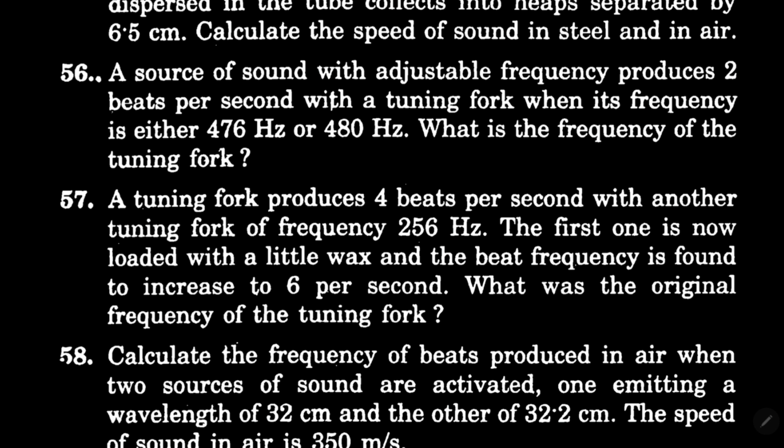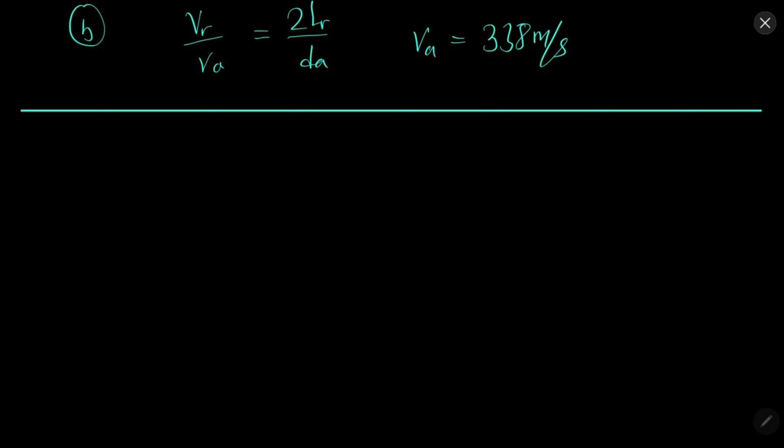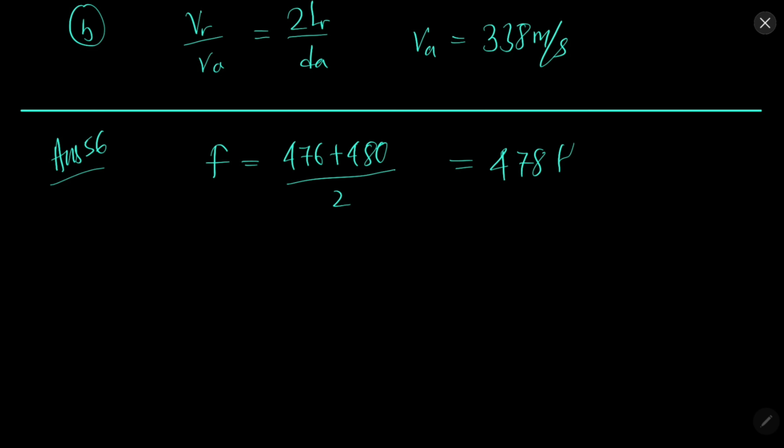In question 56, a source of sound is given. What is the frequency of tuning fork? Solution 56. As tuning fork produces 2 beats, this means 476 plus 480 divided by 2, that is 478 Hertz.